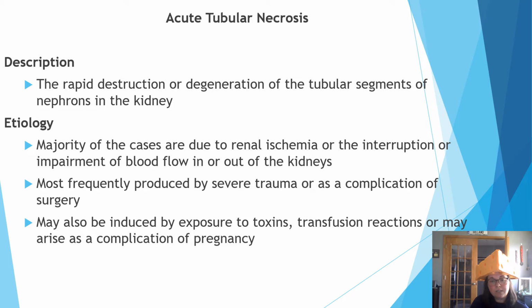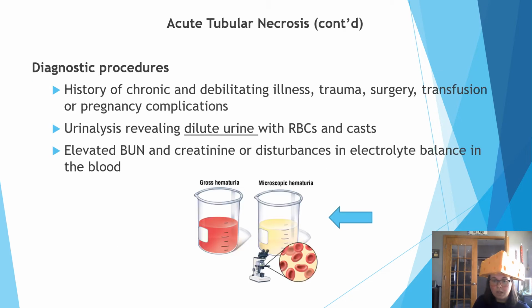Acute tubular necrosis. This refers to the rapid destruction or degeneration of the tubular segments of the nephron in the kidney. It is caused mostly by renal ischemia, or the interruption or impairment of blood flow, that's what that means, in or out of the kidney. This is often produced by severe trauma or as a complication of surgery or exposure to toxins, transfusion reactions, or pregnancy complications. Acute tubular necrosis is diagnosed with a history of the following: chronic and debilitating illness, trauma, surgery, history of transfusion, or, like I said before, pregnancy complications.